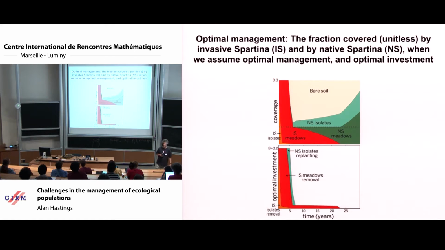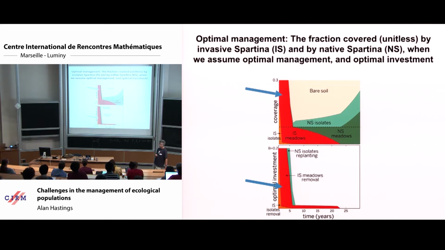The bottom graph, or the bottom panel, is what you actually do. So you start off with a time where you go after the isolates, the things in orange essentially, of the invasive species. And again, you spend as much as you can on those. Again, you're at a vertex. Then you go through a time where you get rid of the meadows of the invasive species.